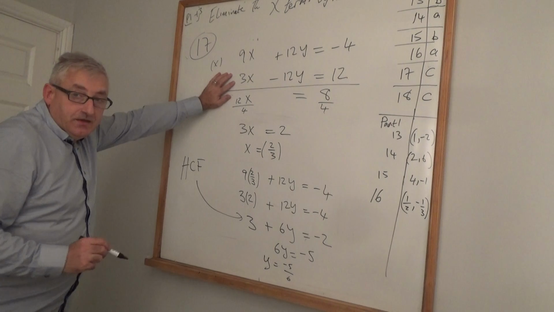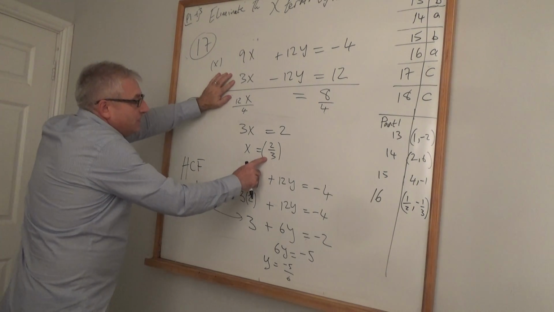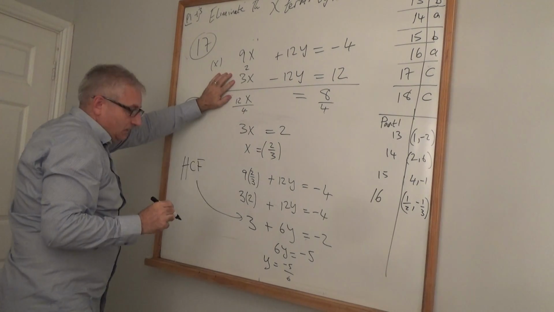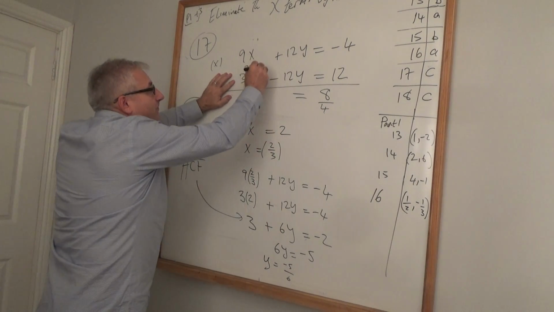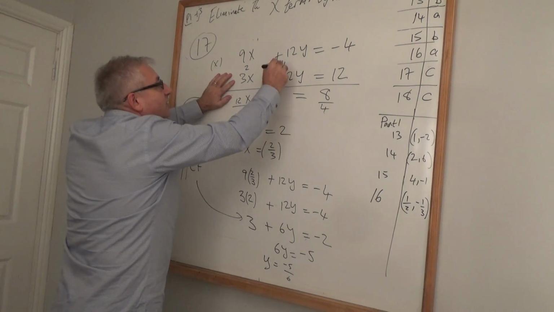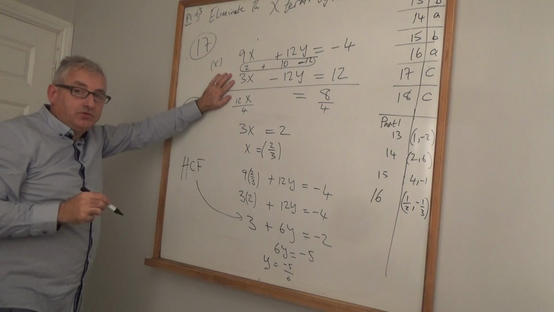I'm going to verify in my head. So 3 of them, the 3's cancel, will be 2. Minus 12 of them, the minus by minus will turn into plus. The 6 will go into 12 2 times, will be 10. And that's indeed equal to 12. And maybe what I just did there would be the way you would do your verification.